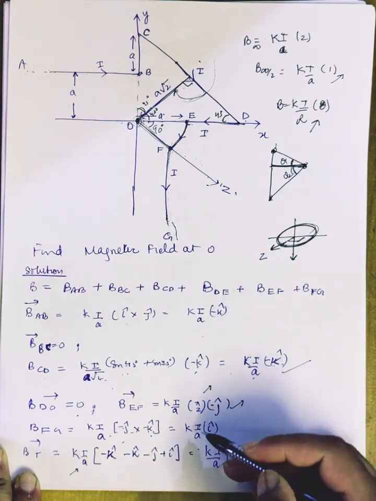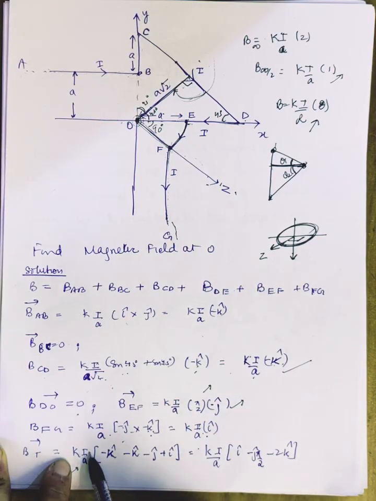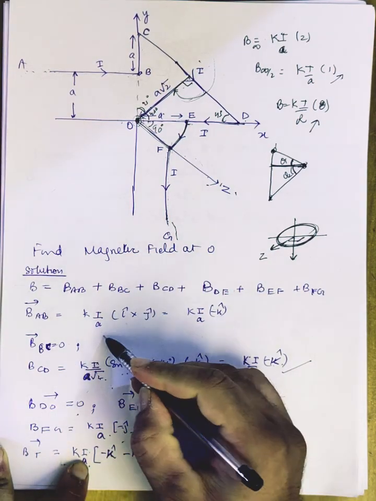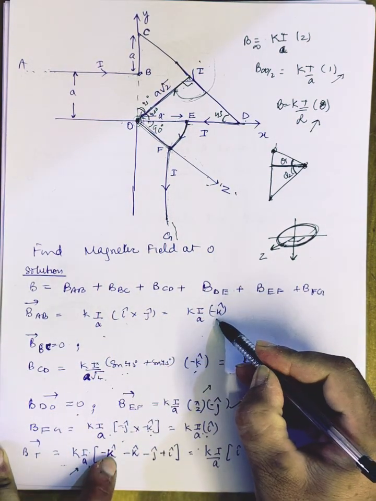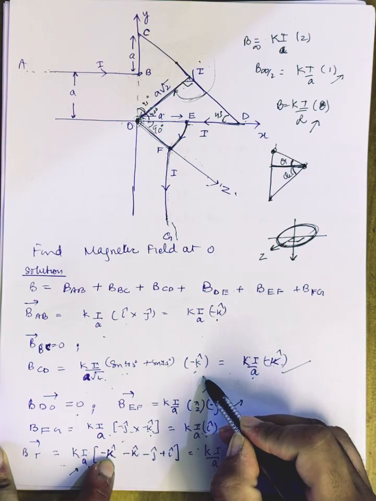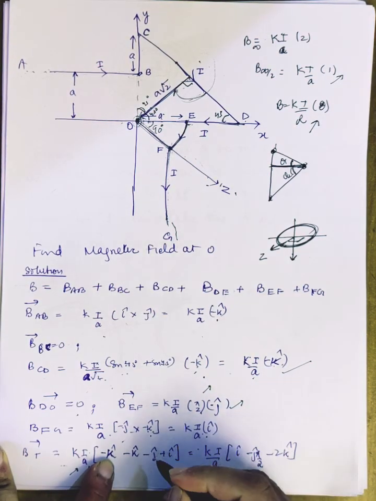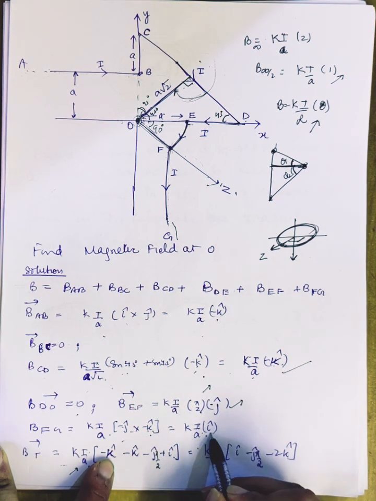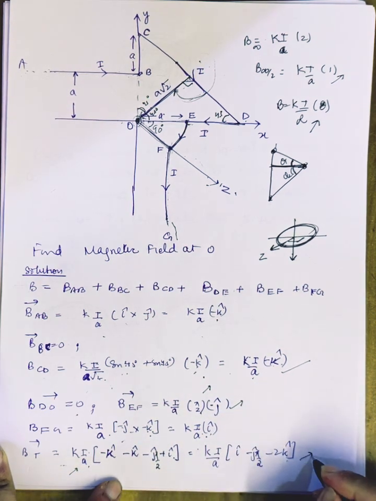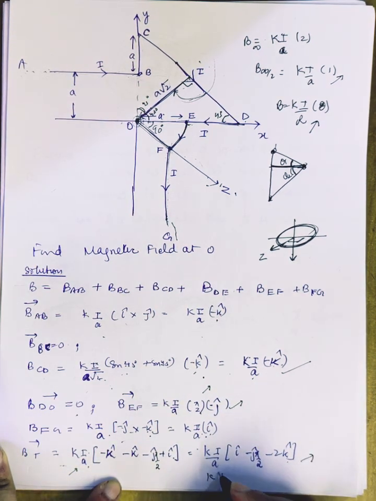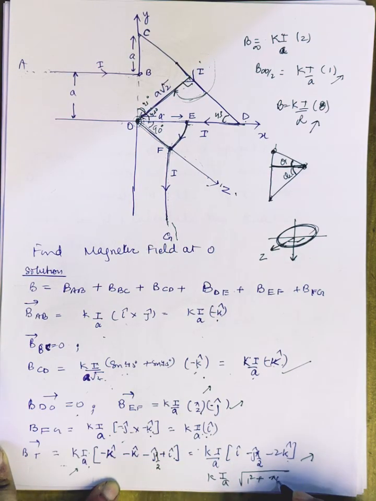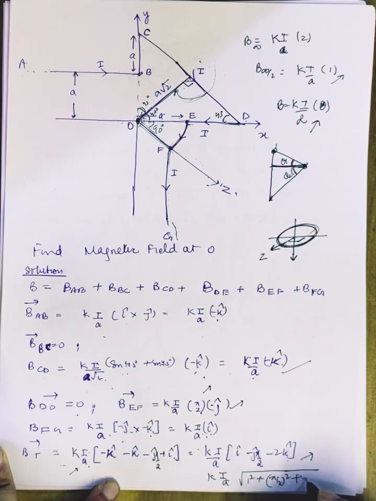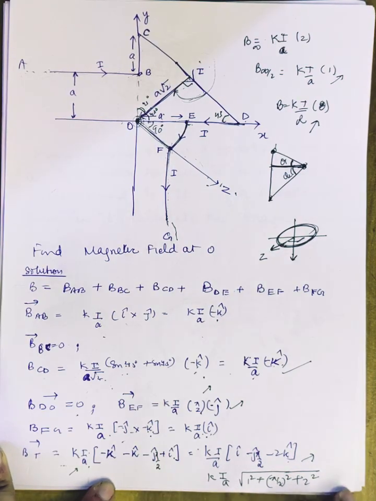So adding all these, we are getting it. Ki by a, I have added, which is this. I am getting a minus k. Then for this also I am getting a minus k. Then minus pi by 2 j. Sorry, pi by 2 j, and then i cap, the last one. On adding all these, we get the answer. If one wants to find the magnitude, he can do this: 1 square plus pi by 2 square plus 2 square. And this will be the magnitude for the question.